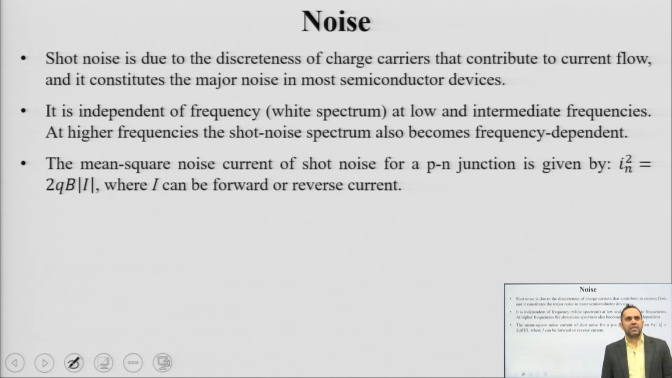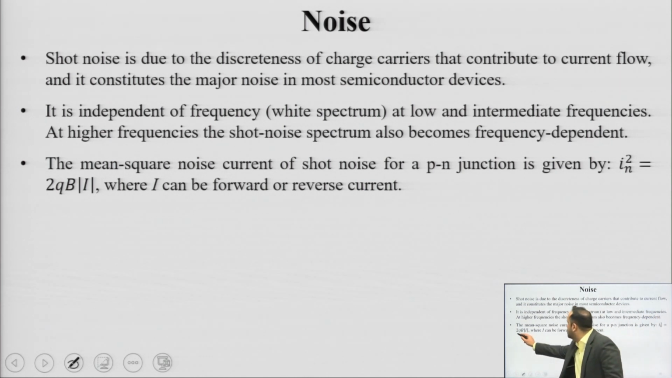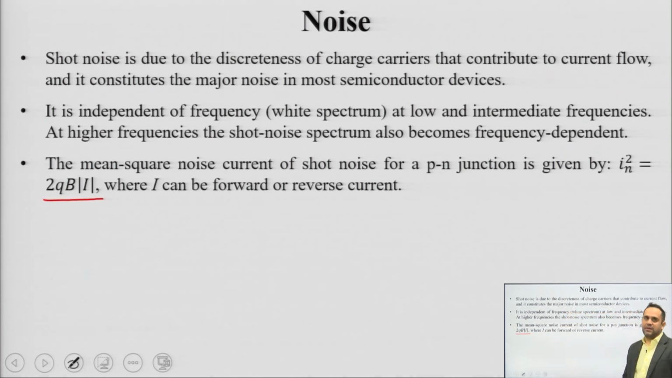Okay. Finally, shot noise is due to the discreteness of the charge carriers that contribute to current flow, and it constitutes the major noise in many semiconductor devices. It is independent of frequency at low and intermediate frequency, but only dominates at higher frequency. This is the mean square noise current for shot noise, which is equal to 2 q B I. I can either be forward or reverse current, we only need the magnitude.